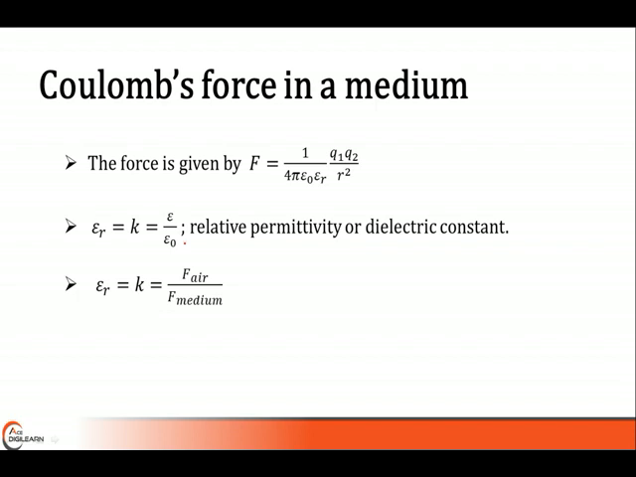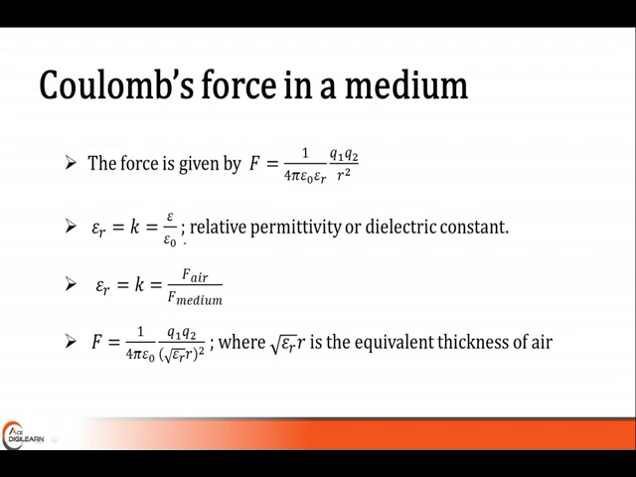Another expression for the dielectric constant is that it is the ratio of the force between two charges in air to the force between the same two charges separated by the same distance in a medium. We can rewrite the given expression as follows. We can bring the root epsilon r inside the bracket, and since we have 1 by 4 pi epsilon naught outside, it must be the force in air. So the distance in air becomes root epsilon r times r, which is the equivalent thickness of air. This is an important idea you need to know.